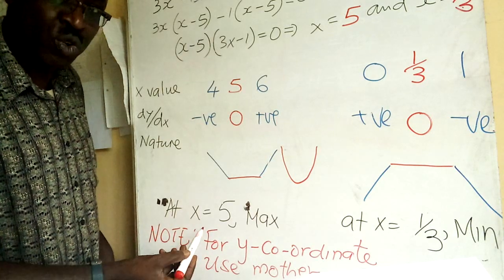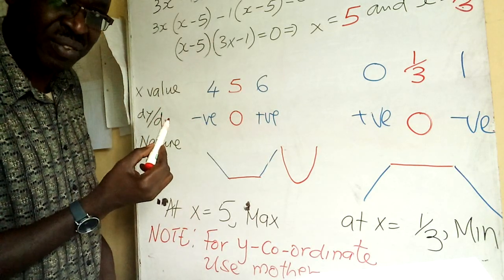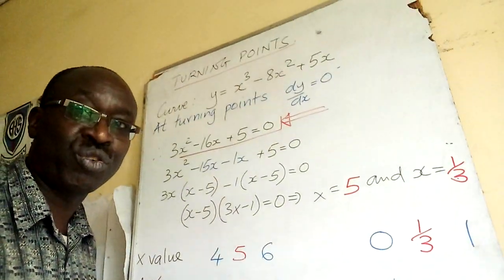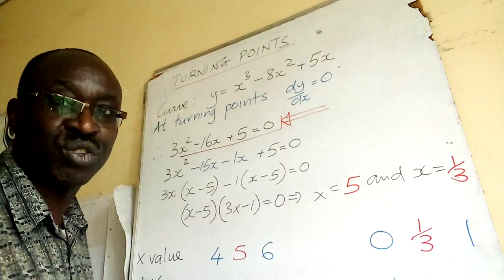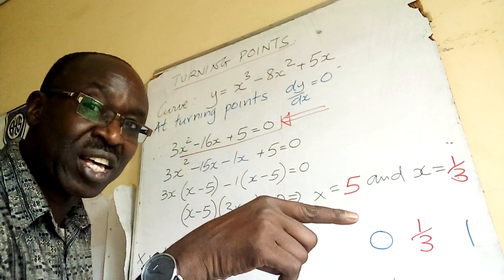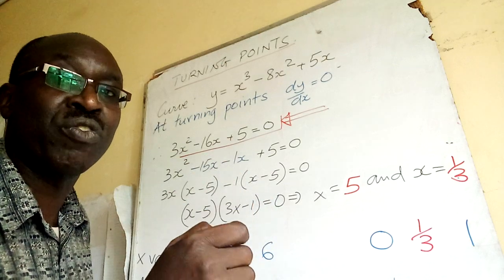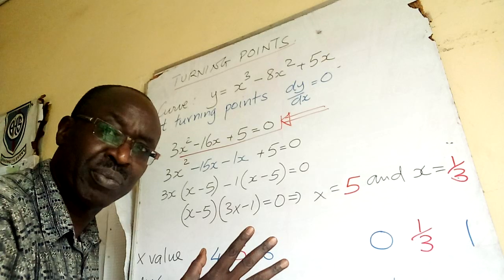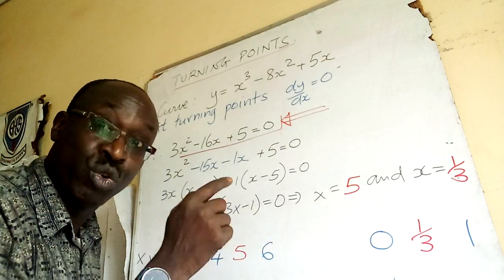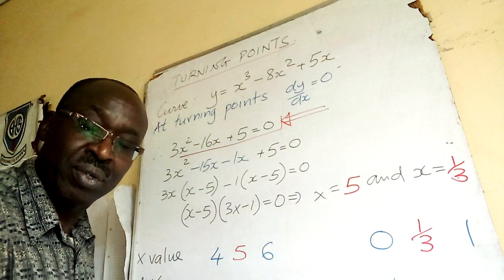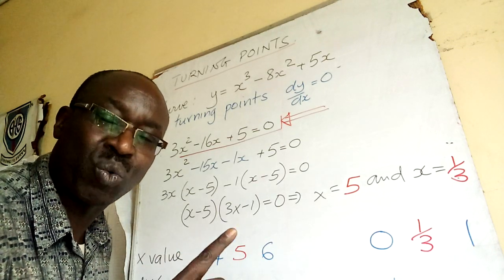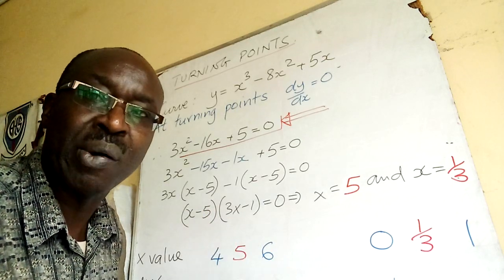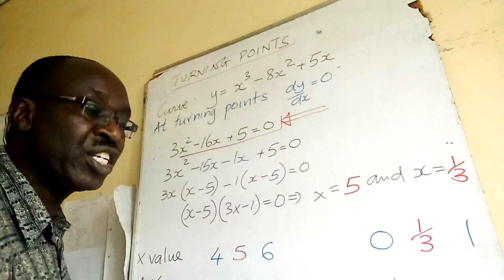Remember, if you are asked the y coordinates, then you put x in the original equation or mother equation. If you put x in the mother equation, you get the corresponding values of y. Go through it again on your own, slowly, step by step. Okay? Then do it on your own. Number 3, get a similar question testing you to get the coordinates of the turning point. And number 2, distinguish. We have distinguished.